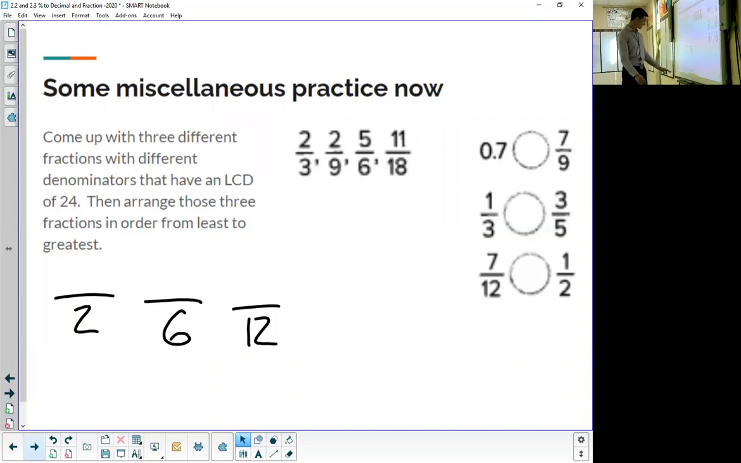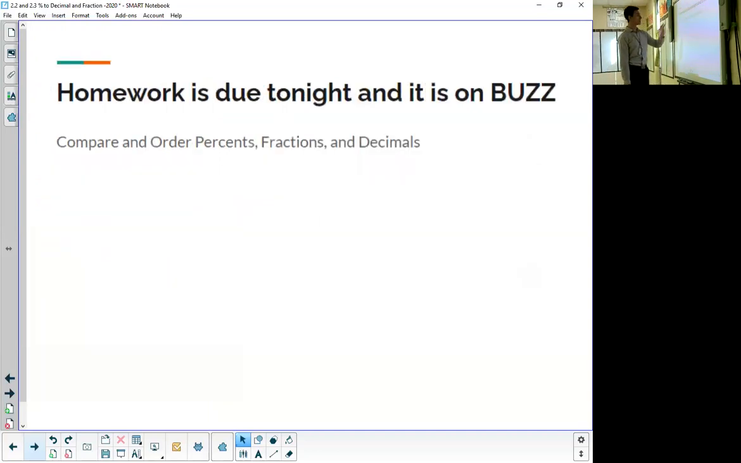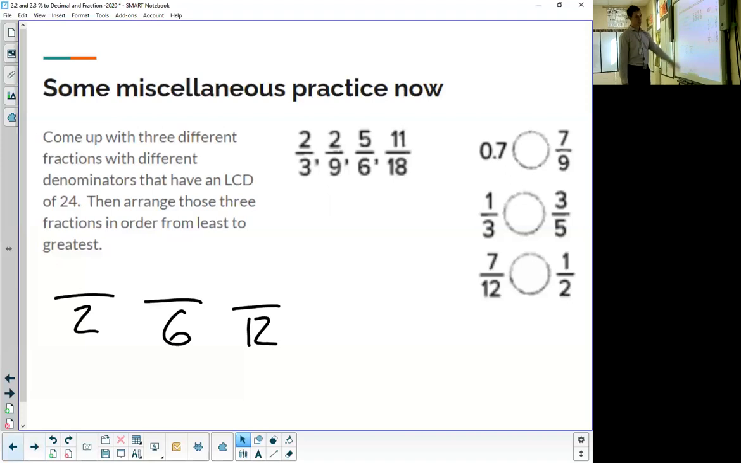Tonight's homework is on Buzz. It is to compare and order percents, fractions, and decimals. So be sure to do it. It is due tonight. But yeah, I'll leave it on this note. You guys can certainly work it in your notebooks, or if you are just so eager, you can start working on tonight's homework. But guys, thank you so much for sticking it out with me, and I wish you a whole lot of luck.